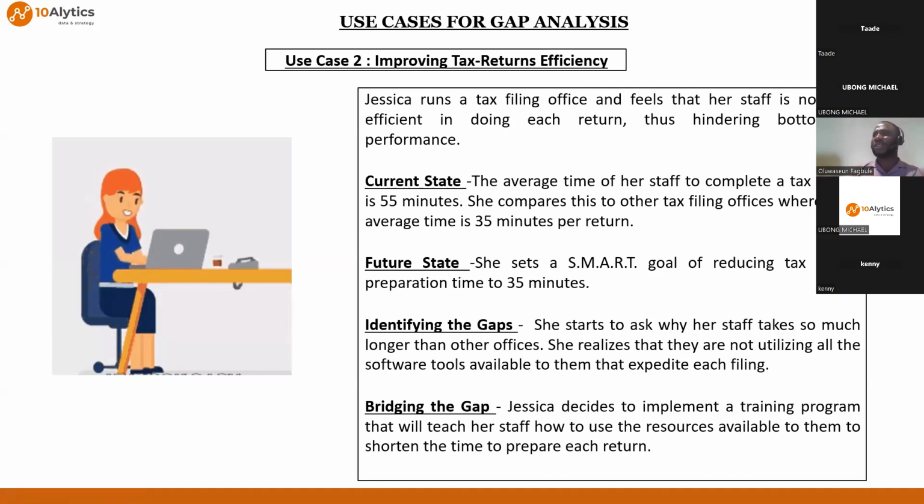Right. So what is the future state? She sets a SMART goal of reducing tax return preparation time to 35 minutes. So we can see here that basically the gap now is about 20, because currently they're doing it at 55 minutes. She wants to cut it down by 20 minutes so that they are filing the tax returns in 35 minutes. In identifying the gap, she starts to ask why our staff takes so much longer than other offices.